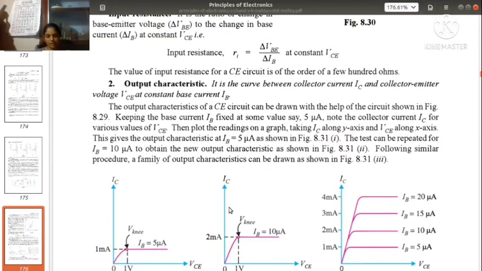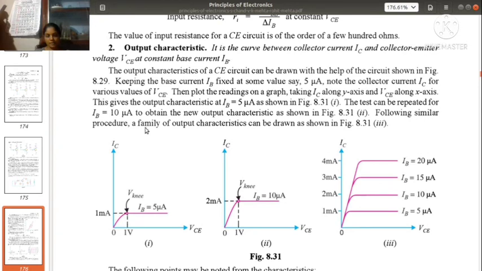Now the output characteristics. It is a curve between collector current IC and collector emitter voltage VCE at constant base current IB. Output characteristics means the curve between output current and output voltage. The output current is the collector current IC and the output voltage is the collector emitter voltage VCE, at constant IB. We can draw different curves for different IBs. We keep IB at 5 microamperes, 10, 15, 20 microamperes, and measure the collector current for different values of collector emitter voltage. So we get different curves like this. This is the output characteristics.